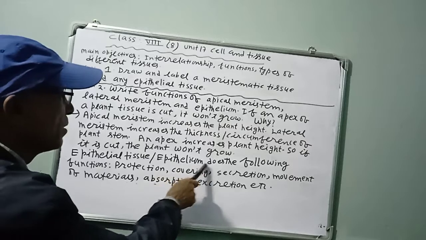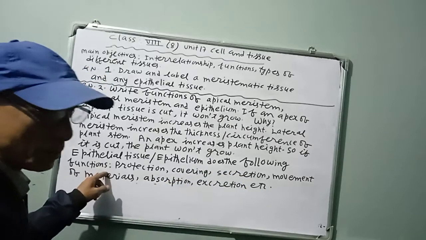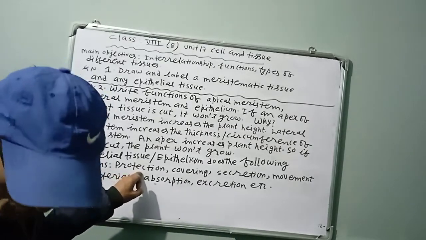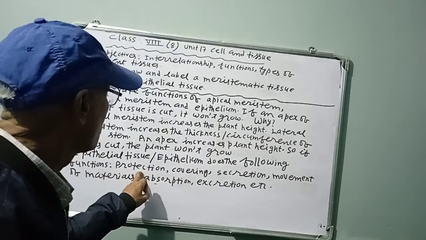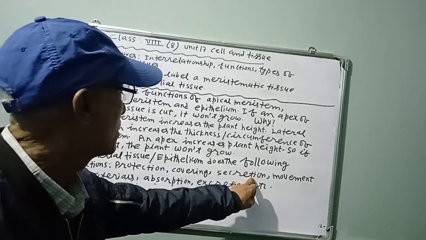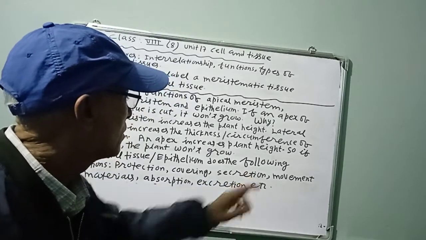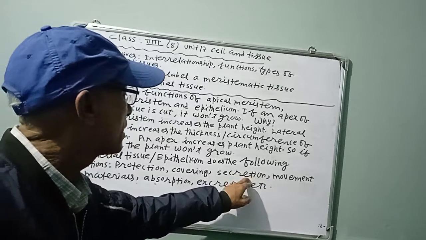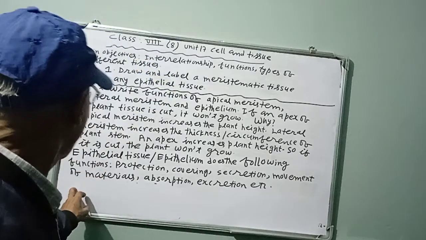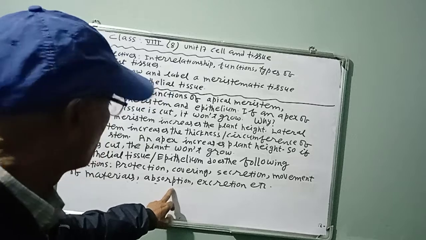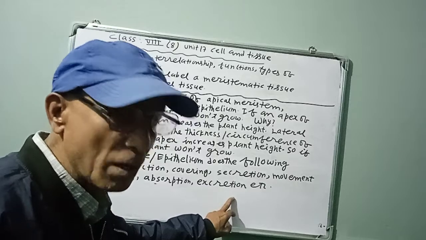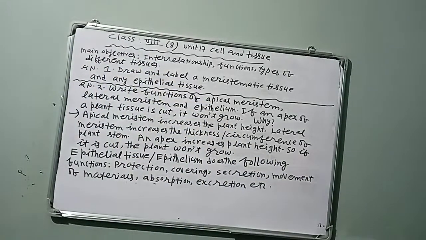Epithelial tissue or epithelium does the following functions. The epithelial tissue is found in human body. It has the following function. Protection. It protects our body, different parts of the body. Covering. It helps in covering the body parts, soft parts or other parts. Secretion. To secrete or to produce different materials which are needed for our body. Movement of the materials in and out. Absorption means to take necessary things, to absorb in, take in. Excretion, etc. to throw out unnecessary things.